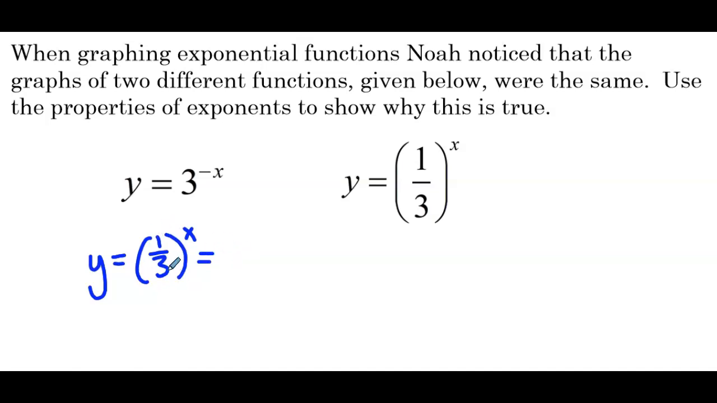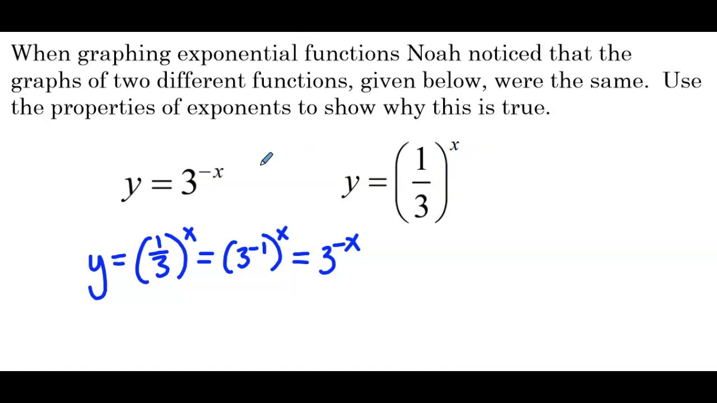So we want to use the properties of exponents to try to show that this is the same as this. Okay, well, 1/3, I can rewrite that as 3 to the negative first to the x. Right, a negative exponent reciprocates. Now I have a base raised to an exponent to another exponent. And the properties of exponents tell me I can multiply these exponents together. So that's going to be 3 to the negative x, which is exactly the other function that Noah noticed was the same as 1/3 to the x.